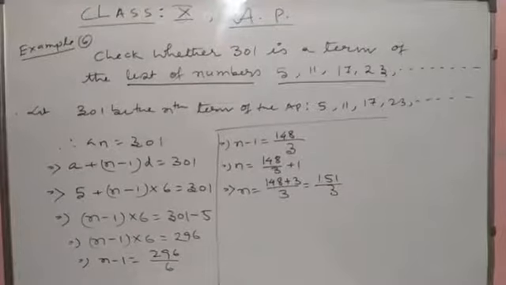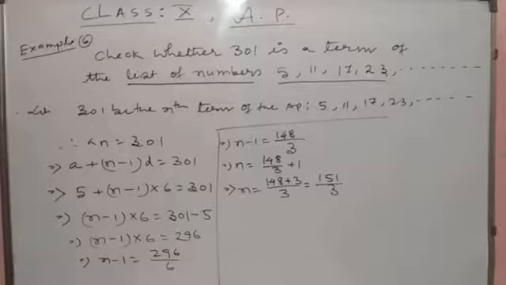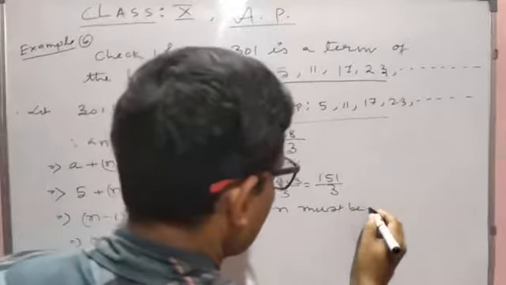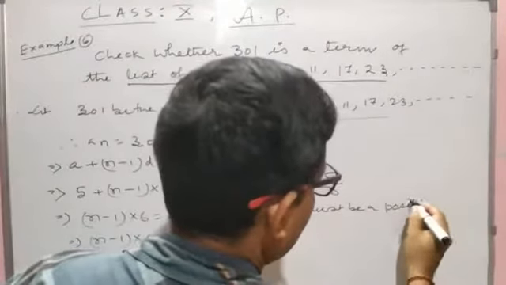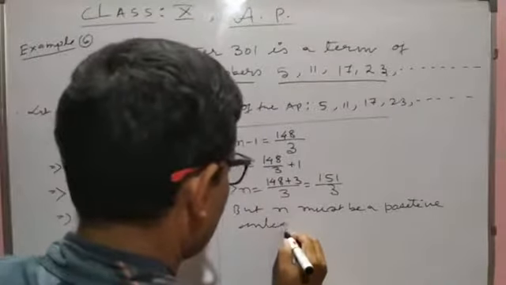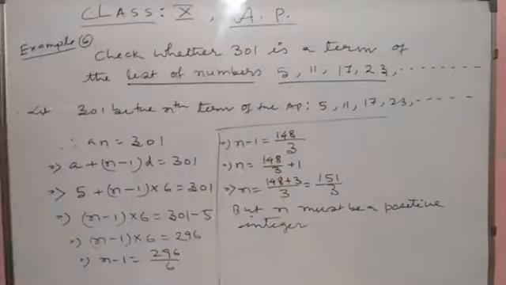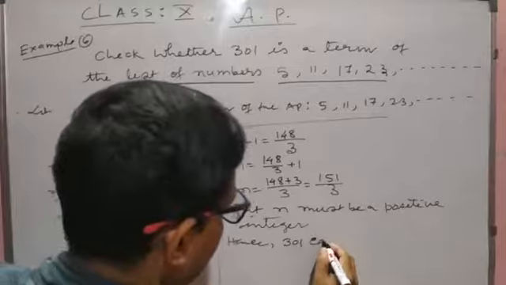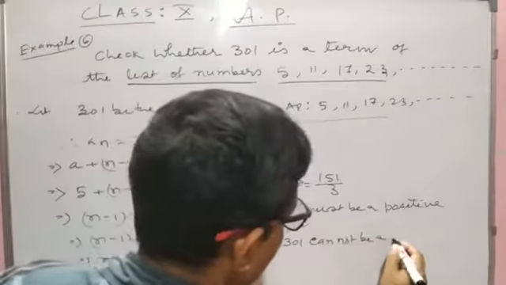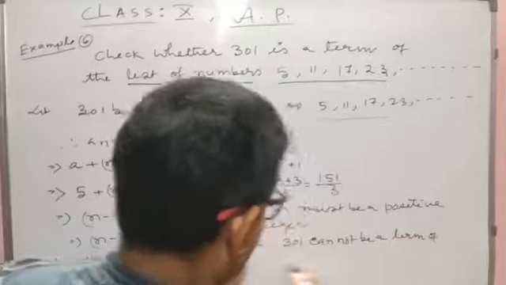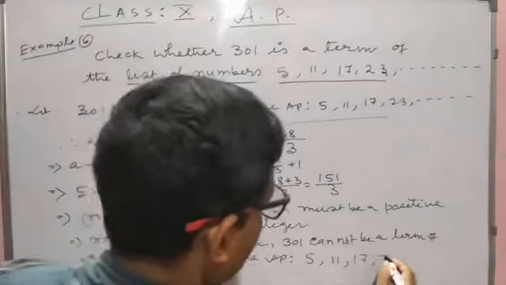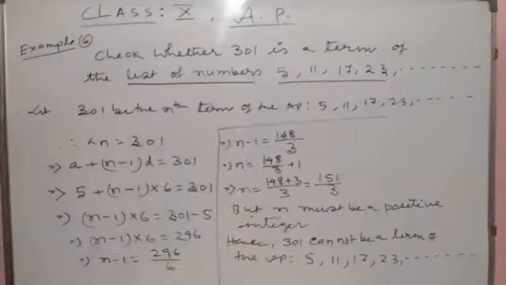Since n must be a positive integer, but n must be a positive integer, and hence 301 cannot be a term of the AP 5, 11, 17, 23, dot. So 301 cannot be a term of this AP.